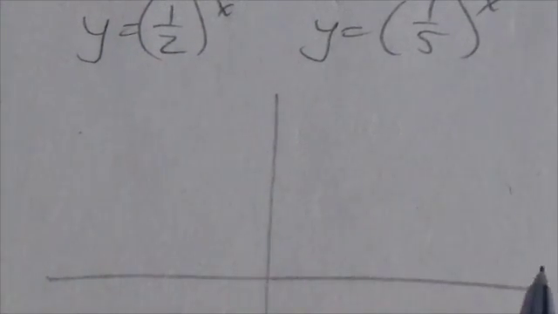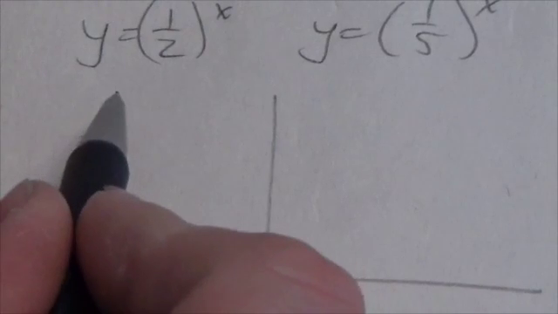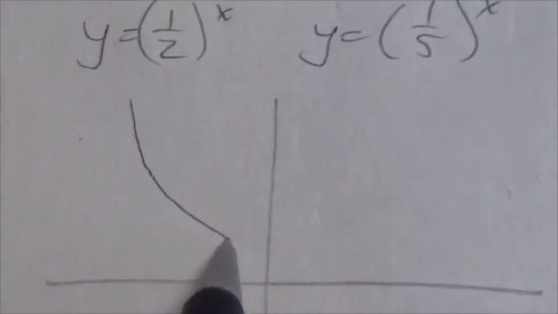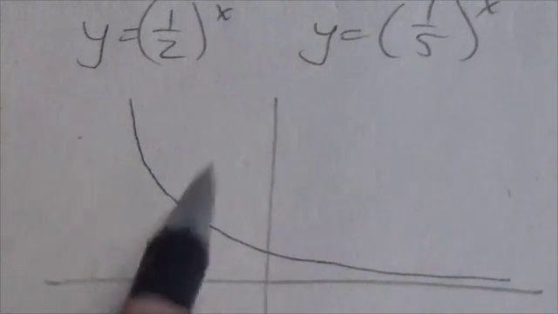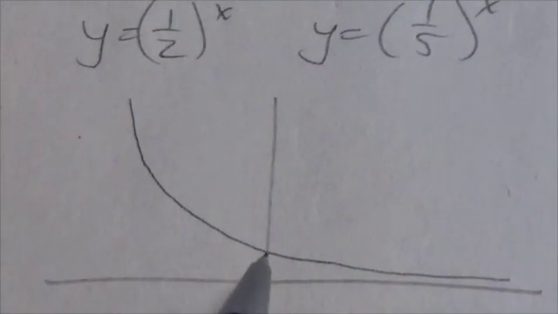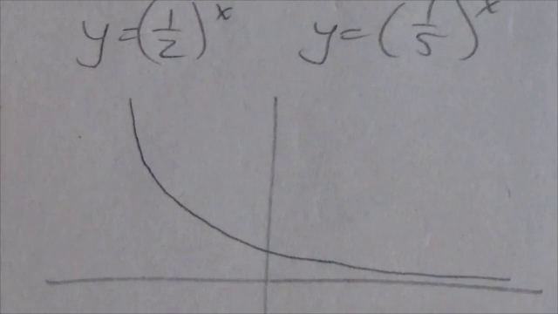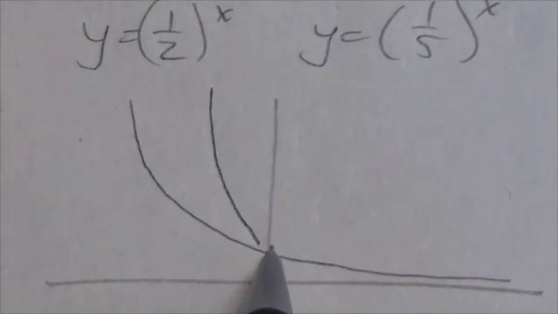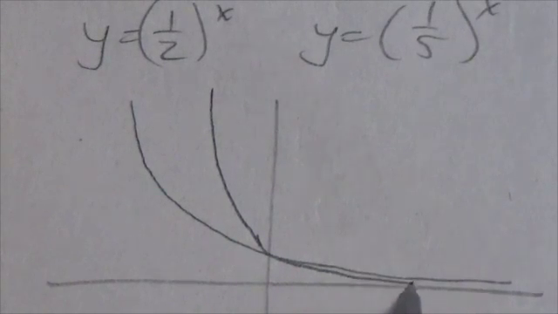But think of it like this. 2 to the x grew quickly, but it grew slower than 5 to the x. So if I graph 1/2 to the x, it's going to look something like this. It's going to come down from high, go through y equals 1, then get closer to the x-axis. But 1/5 is going to drop down, and it's going to do it quicker.